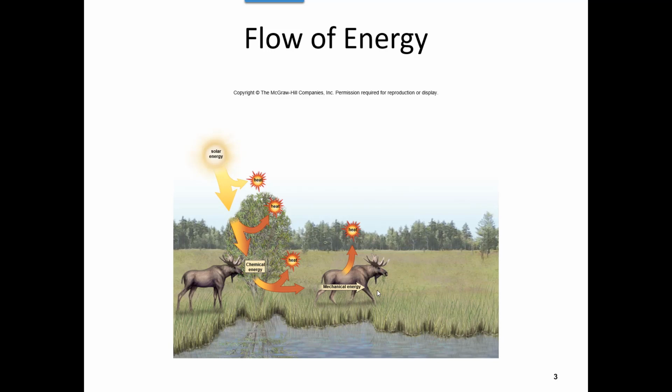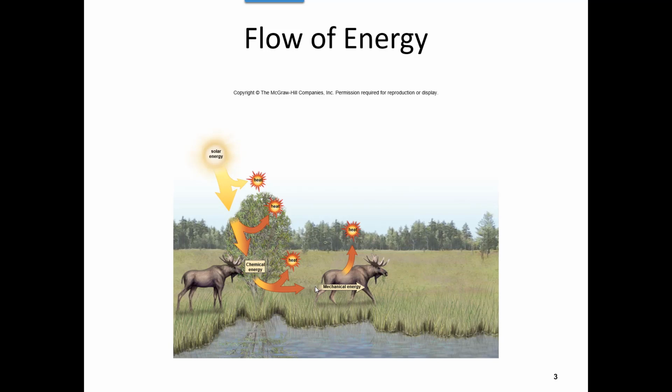But if you notice on here, anytime we go from one form of energy to another, so solar energy to chemical energy to mechanical energy, there is some energy that is lost as heat. Again, it's not destroyed, it's not created, it just moves to heat energy. So the energy that's in food, some of it helps move the moose forward, but some of it is lost as heat. And the general rule is a rule of 10%, that only 10% of the energy that is in something is actually used or utilized as it goes from one energy type to another.